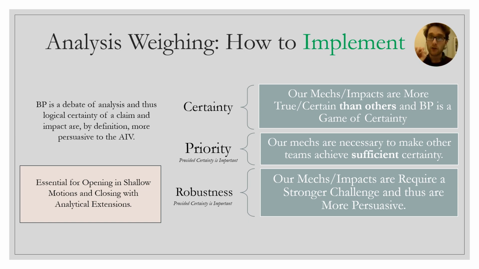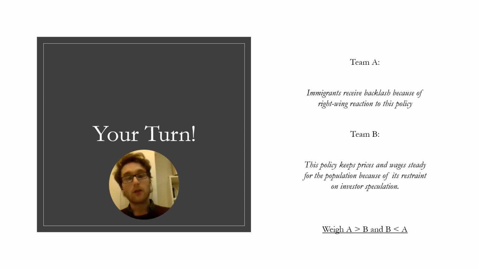And similarly in closing, when you have a shallow motion, which means you're usually leaning on analytical extensions rather than impact, i.e. horizontal extensions, analytical weighing is essential, right? Because you have to justify whether the analysis you've provided was more persuasive than analysis that likely exists, and likely exists to a strong extent in other teams. Therefore, getting good at these 3 examples of ways of weighing is crucial if you want to do well in debating in general.